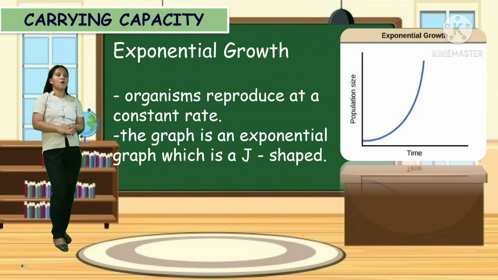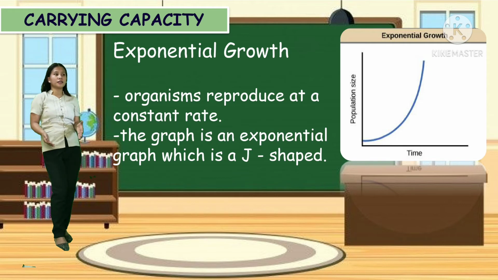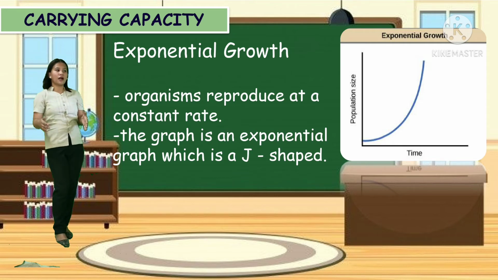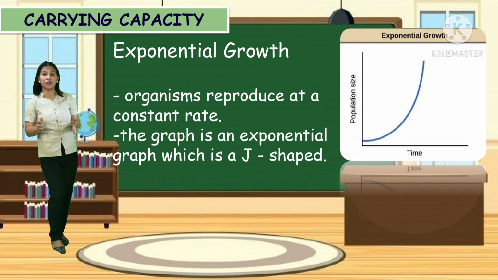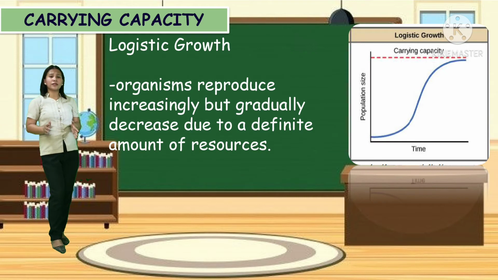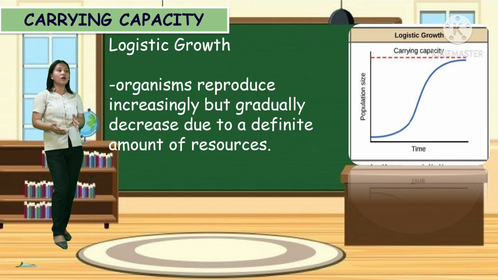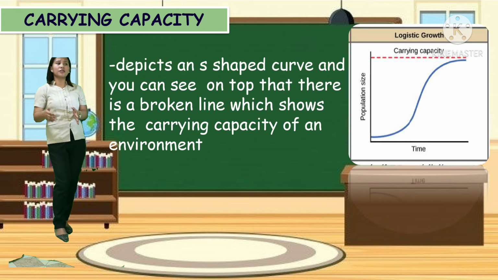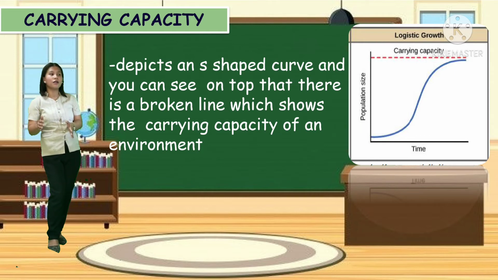And with carrying capacity, when resources are unlimited, a population exhibits what we call exponential growth, which means organisms reproduce at a constant rate, and the graph is an exponential graph, which is a J-shape. It depicts a J-shaped curve in the graph. On the other hand, when resources are limited, the population exhibits logistic growth. It means organisms reproduce increasingly, but that gradually decreases due to the limited amount of resources. Unlike exponential growth, logistic growth depicts an S-shaped curve, and you can see on top that there is a broken line which shows the carrying capacity of an environment.